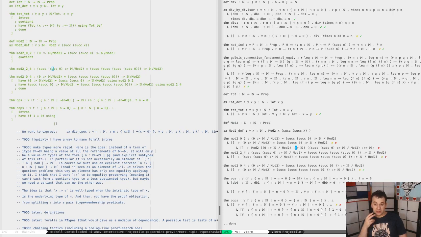I can cancel them out as long as the types align. Like any coercion like this, I could remove as long as the type is correct.